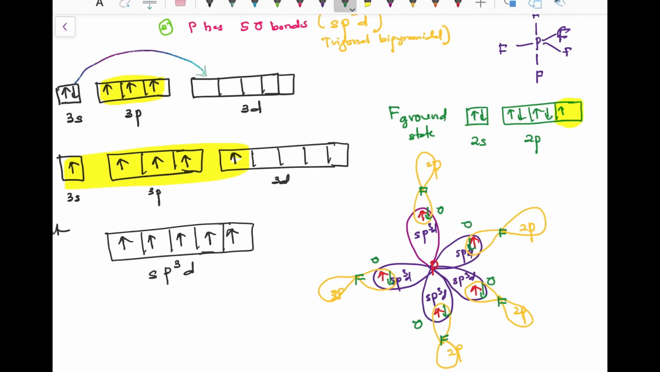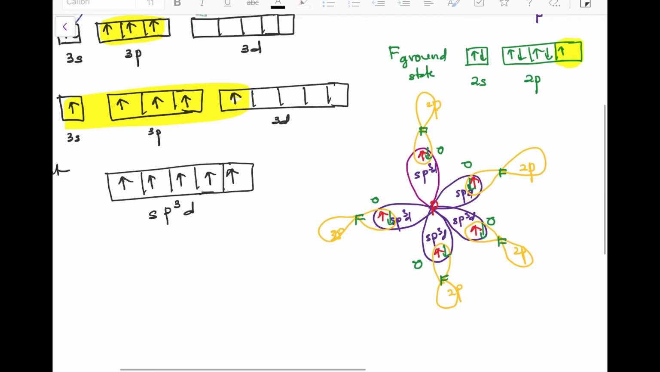So when you want to check, make sure that you have sp3d, you label the orbitals, and you label the overlapping. So I think that's all for sp3d. We will find the next video will discuss sp3d2. So that's all.